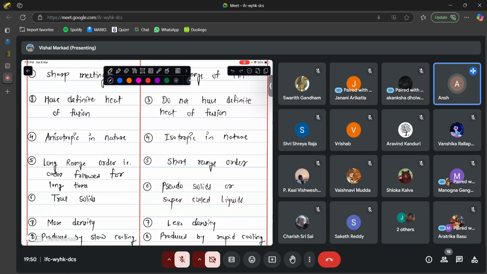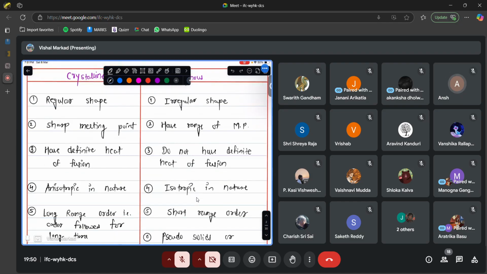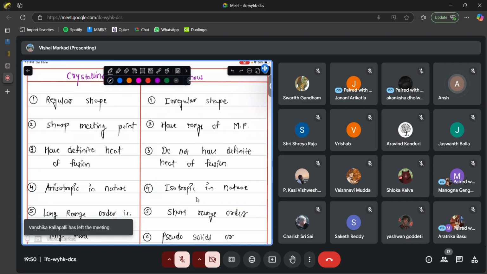Sir, can you also tell the differences again between crystalline and amorphous? See, crystalline will have a regular shape, amorphous irregular. Crystalline has a sharp melting point, amorphous melting point will not be sharp, a range will be there. Crystalline are called true solids, while amorphous are pseudo solids or super cooled liquids. Crystalline are anisotropic in nature. Anisotropic means their properties are direction dependent, while amorphous are isotropic, with direction independent properties.